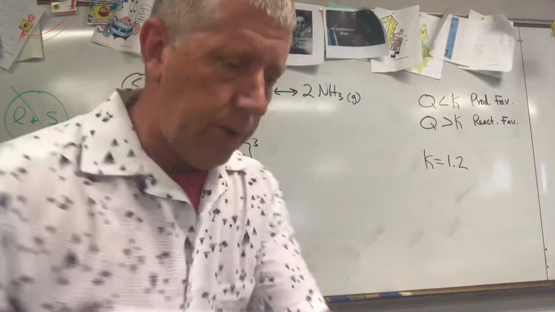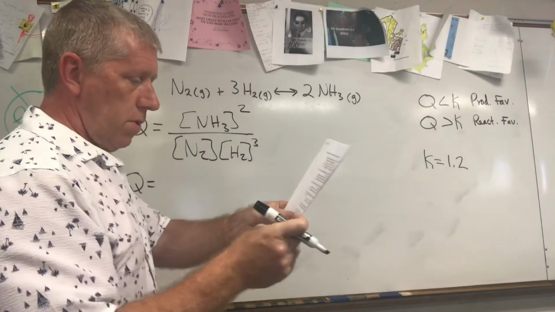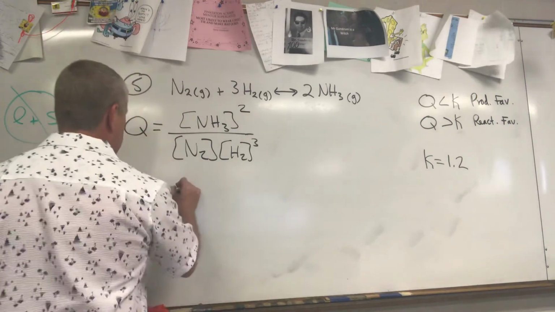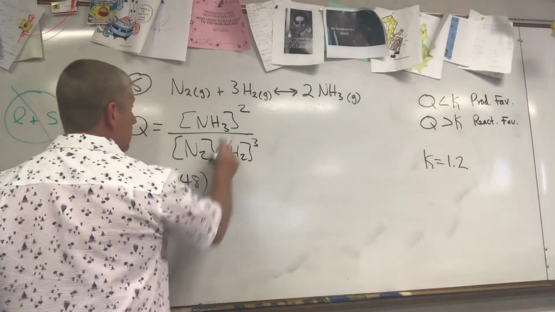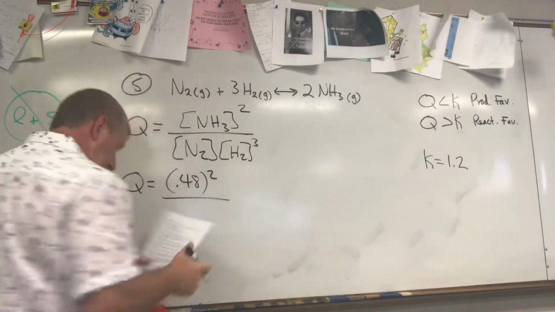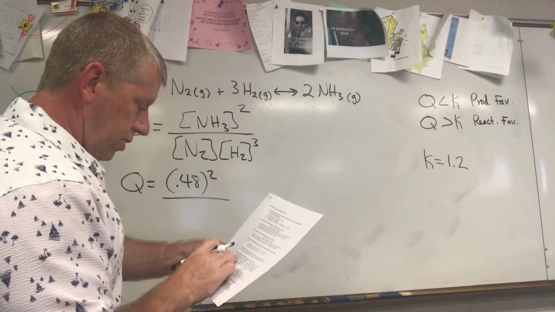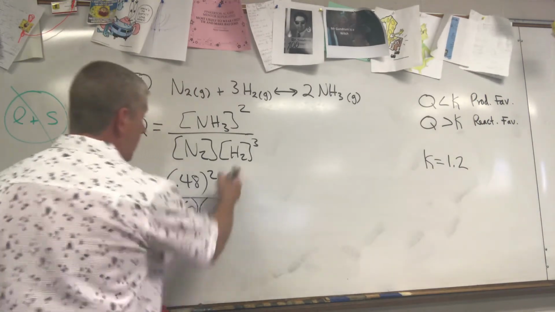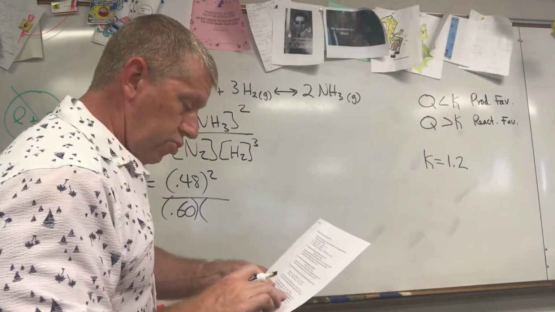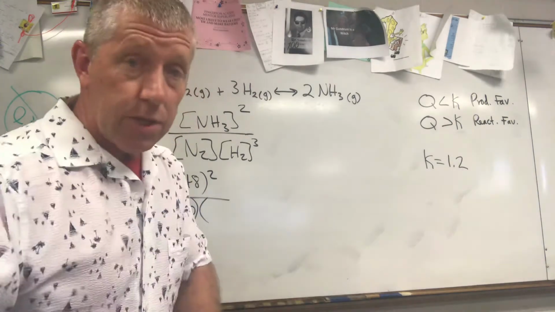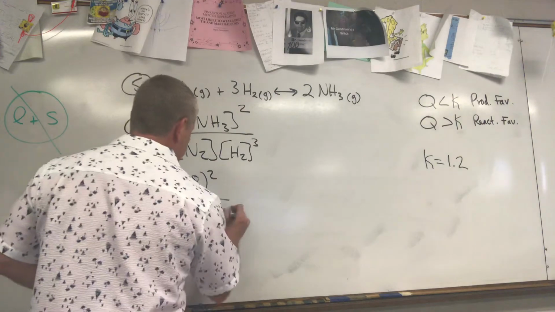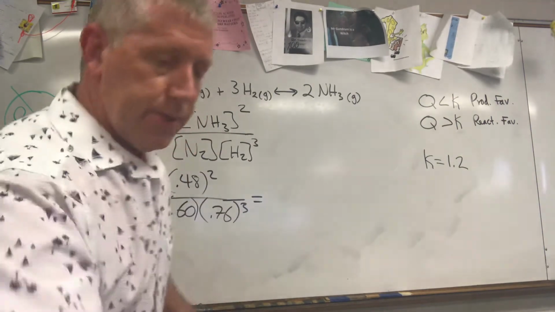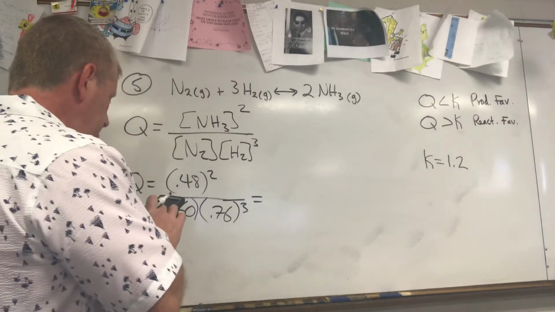What was the ammonia? I'm getting ahead of myself here. All right, the ammonia concentration was 0.48. Square that. Divided by the nitrogen, 0.6, and the hydrogen, 0.76 cubed. All right, let's do it and get her done.